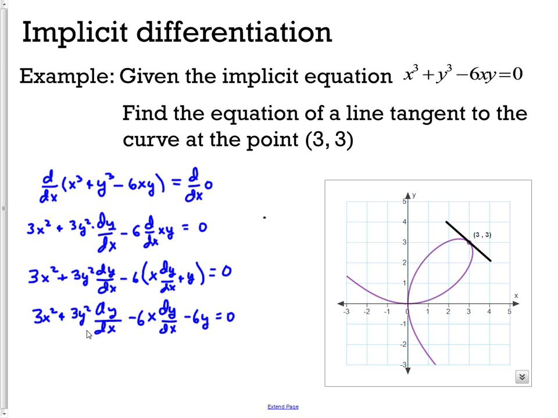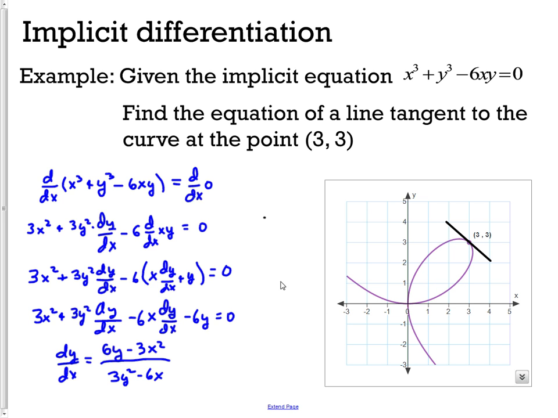Now, we can go through a bit of the algebra right here to isolate dy/dx. I'll tell you what will happen. We're going to end up with dy/dx equal to 6y minus 3x squared divided by 3y squared minus 6x. And again, you see a certain kind of beautiful symmetry right here in this derivative where we're reversing the terms.